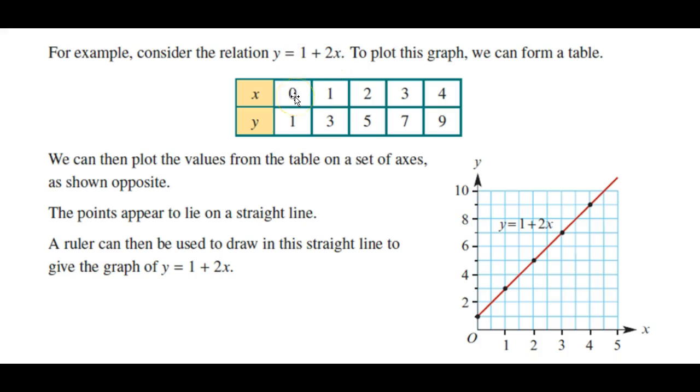So 0 times 2 is 0 plus 1 gives a y value of 1. Double the 1 gives us a 2 plus 1 gives us a y value of 3. Double the 2 gives us 4 plus 1 is 5. Double the 3 gives us 6 plus 1 is 7. And double the 4 gives us 8 plus 1 equals 9.